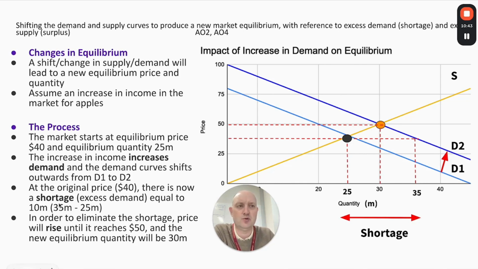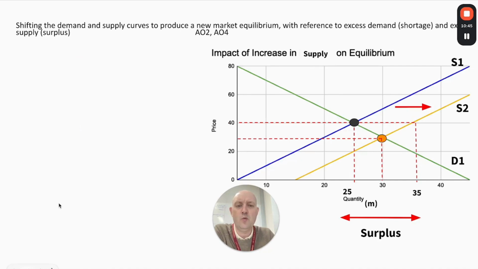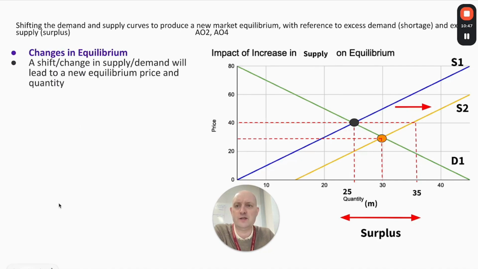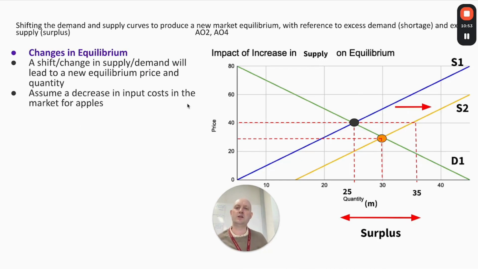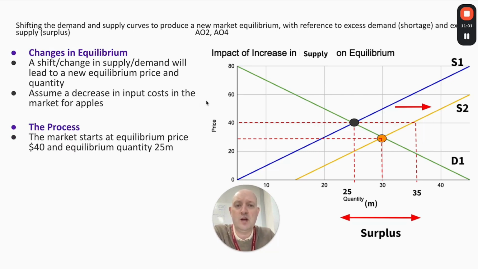So the way we get from the first equilibrium to the second equilibrium is that the price rises to eliminate this shortage. We can also do the same for an increase in supply. So again, a change in supply or demand will lead to a new equilibrium price or quantity. In this situation, let's assume we've got a decrease in input costs in the market for Apple. So the process is, when we go through the same logic, we start at $40 and an equilibrium quantity of 25 million. So we're starting at this initial black dot equilibrium.